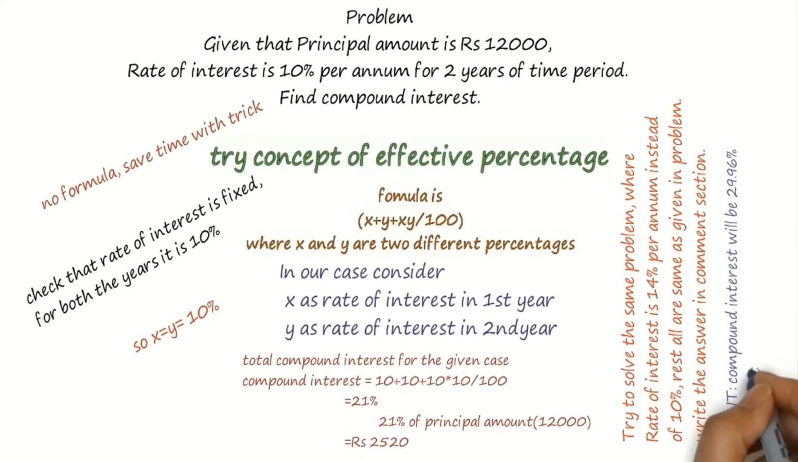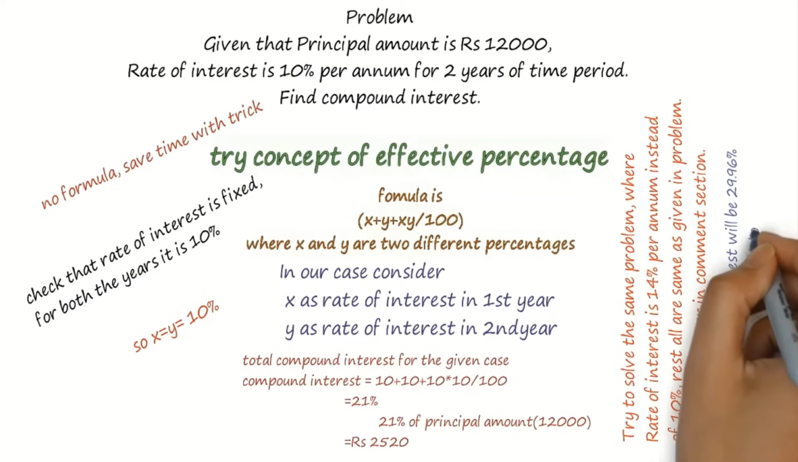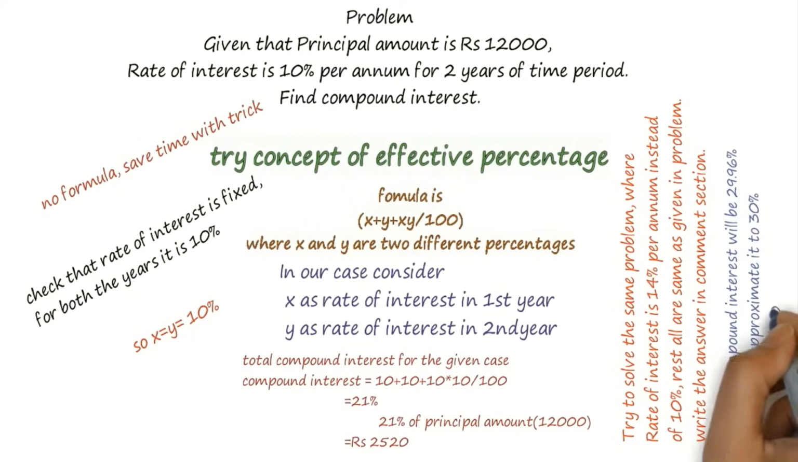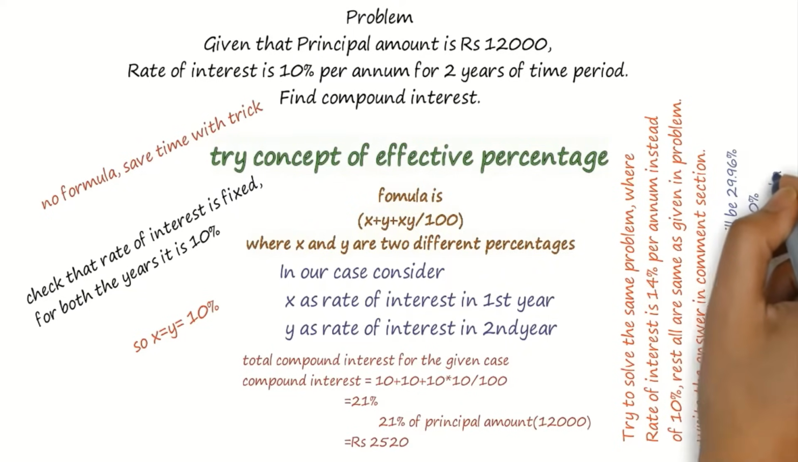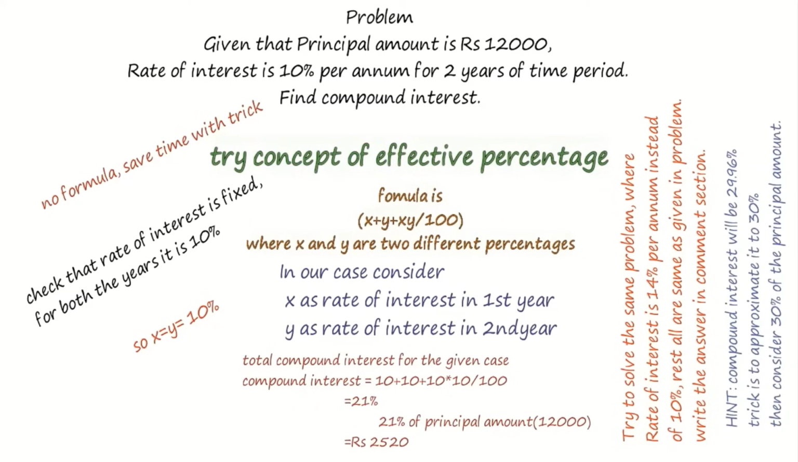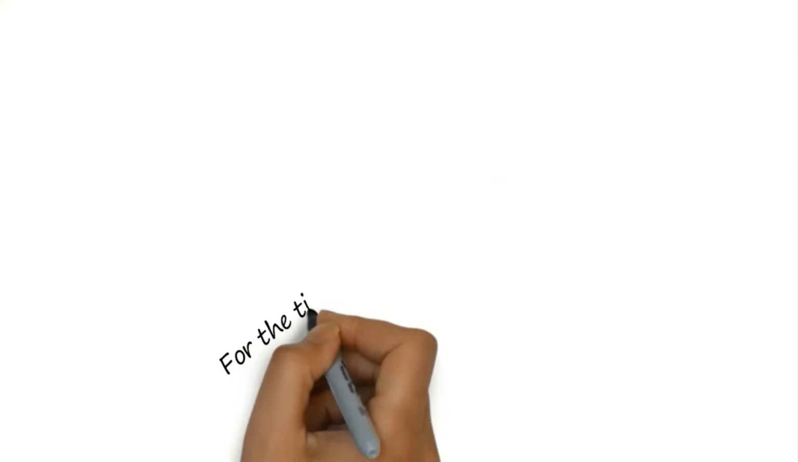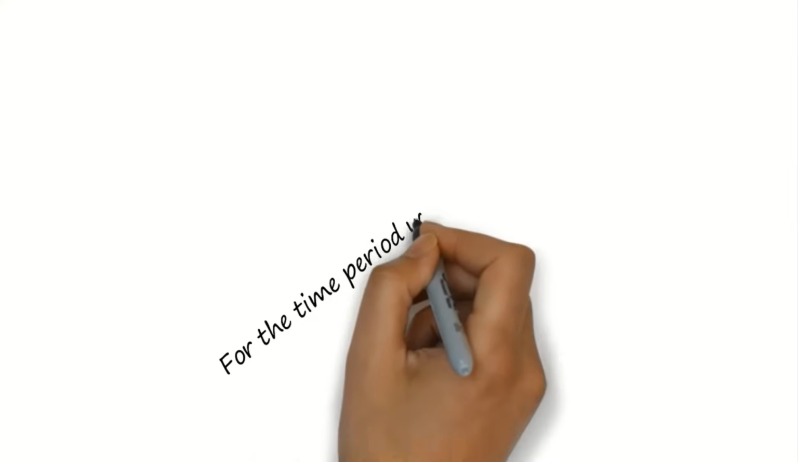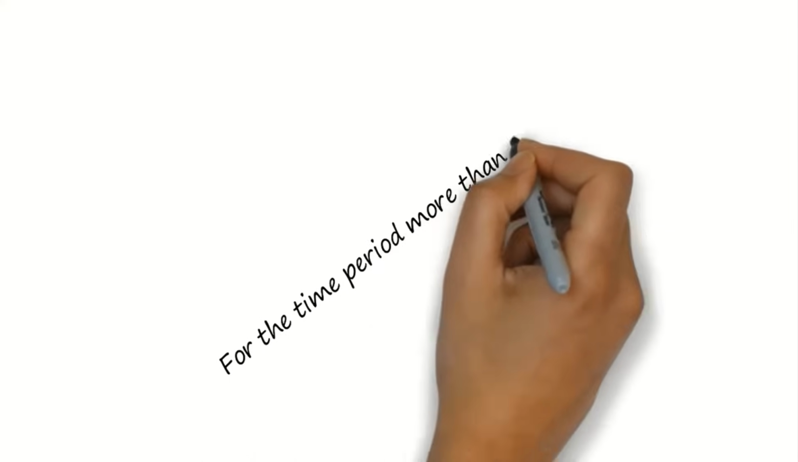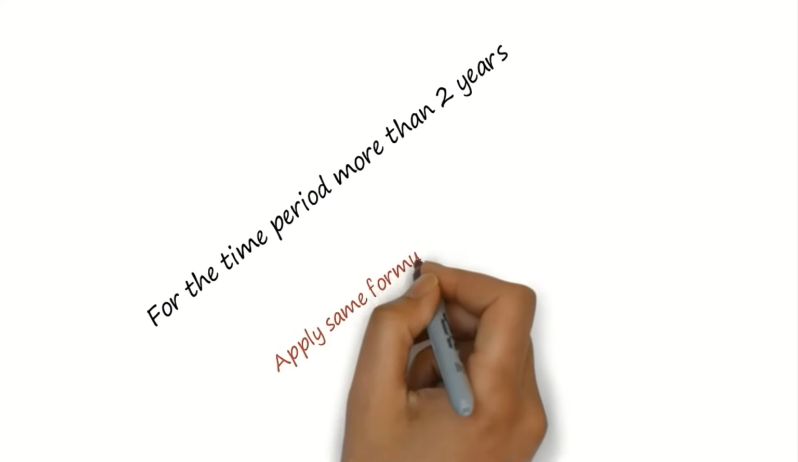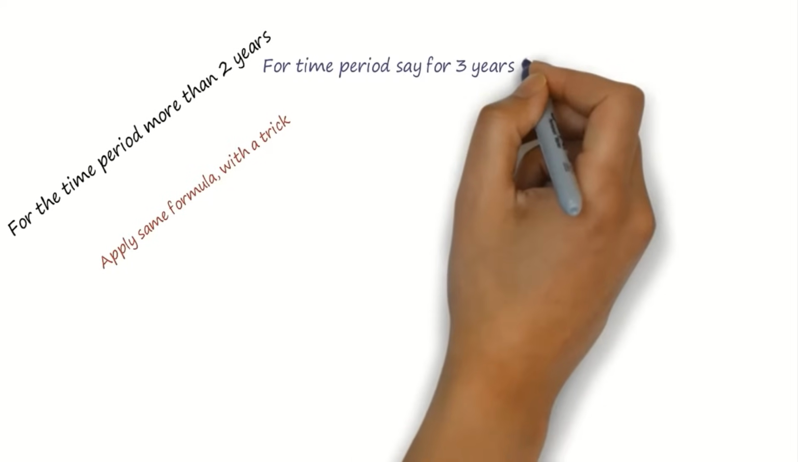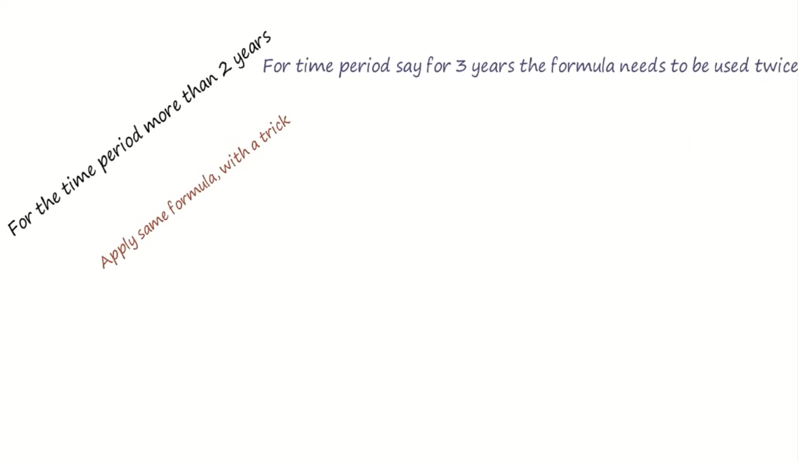One point to note here is if the compound interest is in fractions, that is 9.99 or 9.3, then we need to consider rounding off. That is, for 9.99, consider 10%. So now, if the time period given is more than 2 years, then how do we use this concept? Very simple. For example, if the time period is 3 years, then use the same formula twice. Let me solve one problem for better understanding.